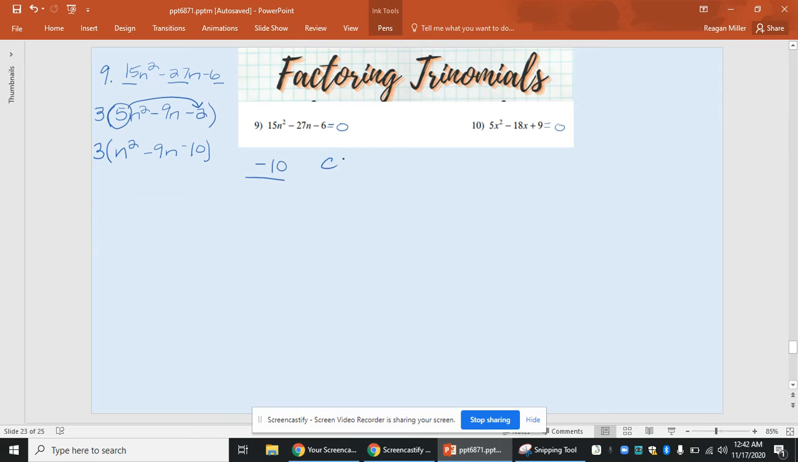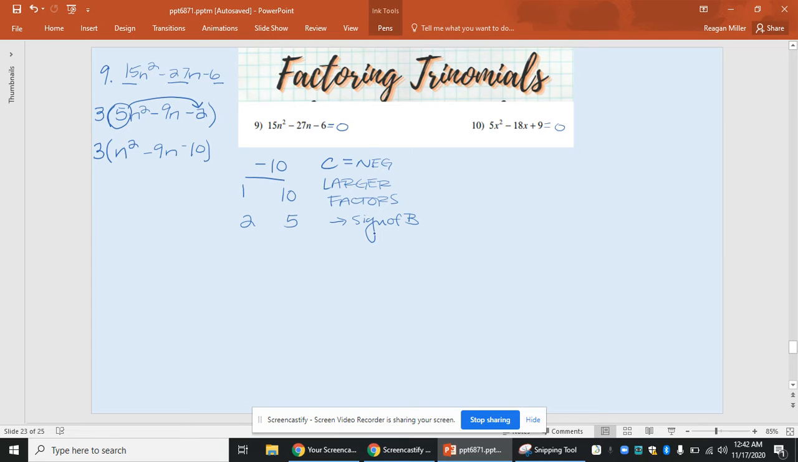Now remember, if your C value is negative, and here we do have a negative C value, negative 10, that means that your larger factors take the sign of B. So B here is negative. So our larger factors will be negative. What are the factors of 10? 1 and 10 and 2 and 5. And that's it. Those are the only things you can multiply to give yourself 10.